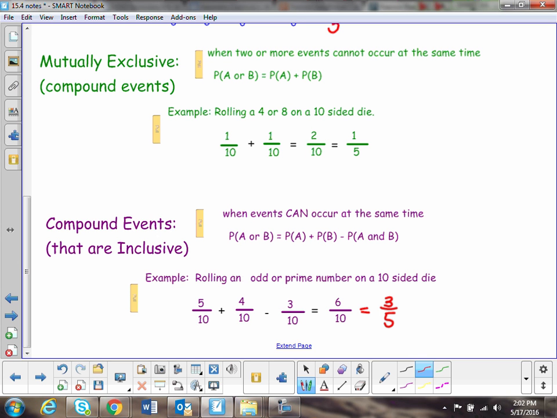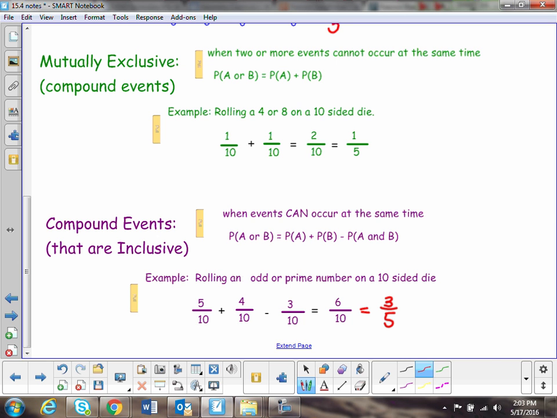Because A and B are 2 different events. So we're talking about odd and prime numbers there. Over here we're talking about 4 and 8. When events can occur at the same time and when they can't occur at the same time, they're dealing with 2 different things here. I know what you kind of mean. That's just the way probability is.